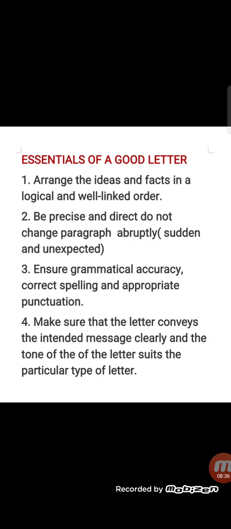Fourth one, make sure that the letter conveys the intended message clearly and the tone of the letter suits the particular type of letter. Here, what happens? You have to be sure that the letter conveys the message clearly and the tone should be suited according to the type of letter you are writing. Students, got these essential four points? Keep this in mind: all these four points show how a good letter should be written.